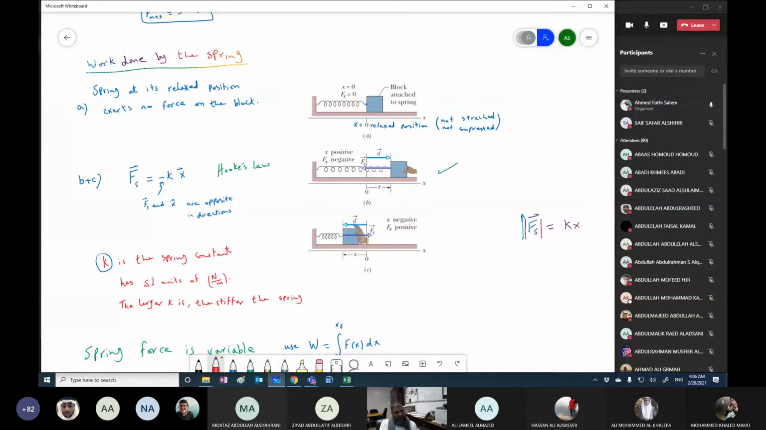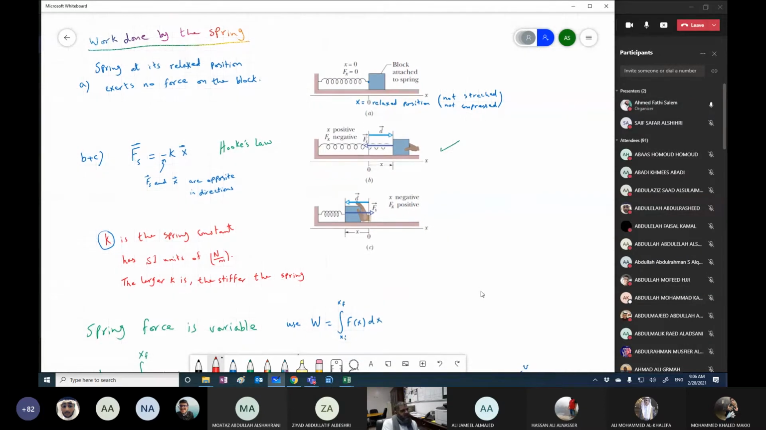So now you see Fs is up, which means the displacement of this spring itself will be downward. But when you come to substitute the magnitude of Fs, there is no need for the minus sign, you just plug in its magnitude, which is kx. We'll see it now, God willing, in the problems.